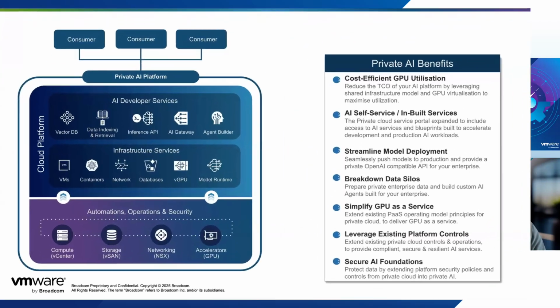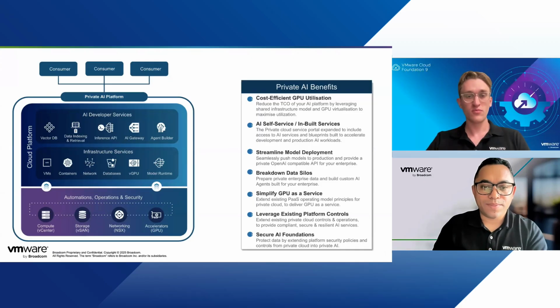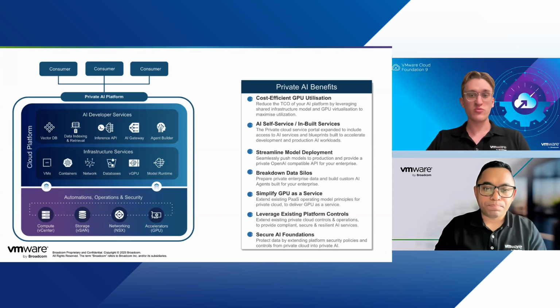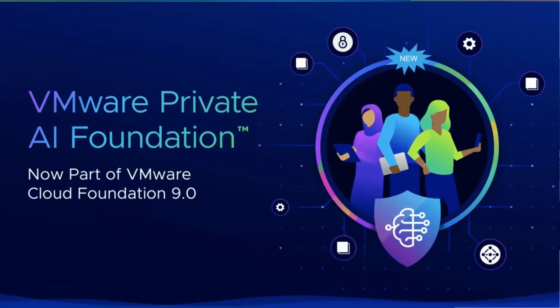Right. On top of that, we have these rich AI developer services for vector database, data indexing and retrieval services for breaking down data silos, APIs for inference with those models that we've deployed, gateways and services for building agents really quickly. These are all coming as one single platform, right? That's right. And that's what we're really excited about, because at our conference Explore in 2025, it was announced that the VMware Private AI Foundation is now a native part of VMware Cloud Foundation in version 9.0, which is fantastic news for all of our customers who want access to this, who want to deliver AI workloads and start to run these sorts of capabilities.